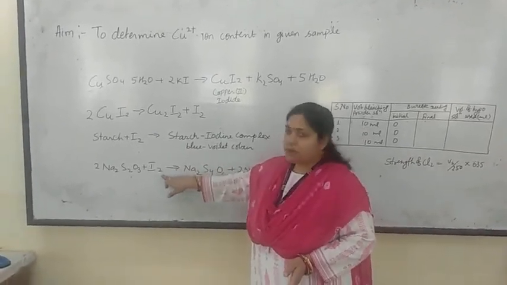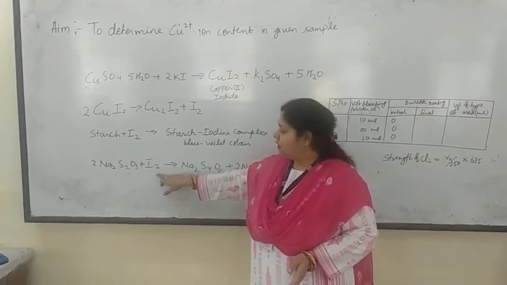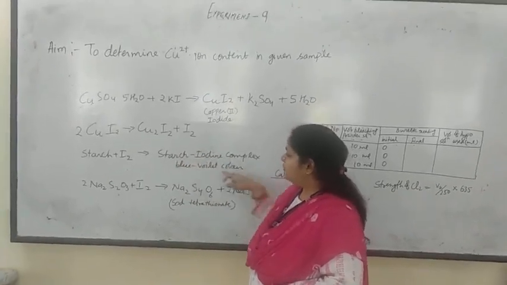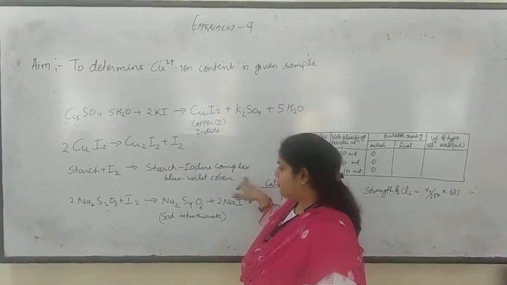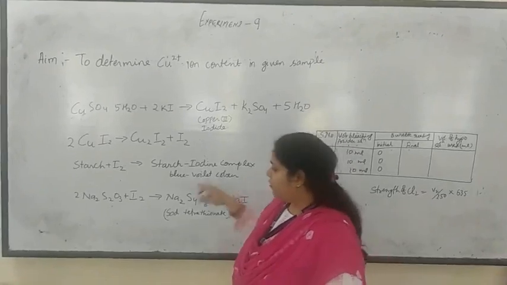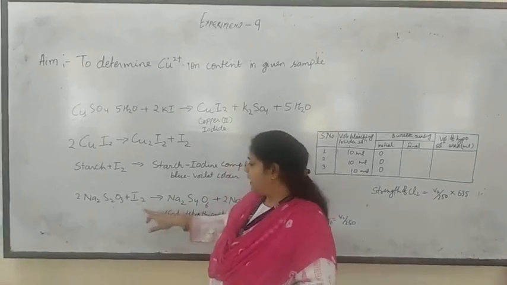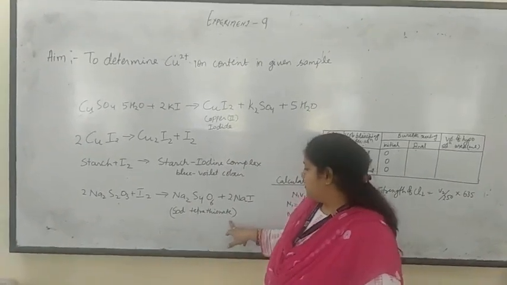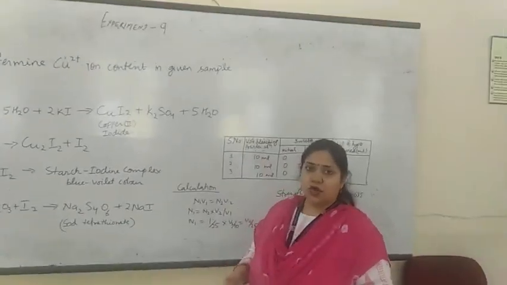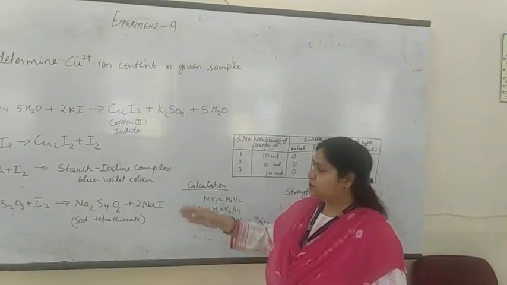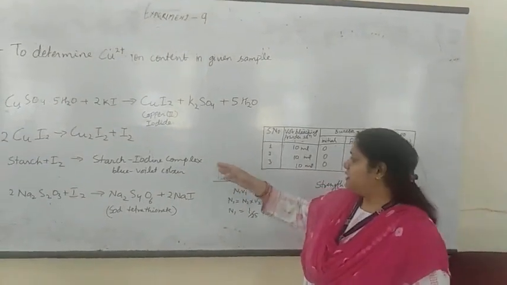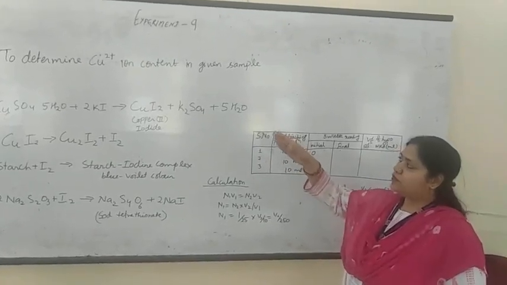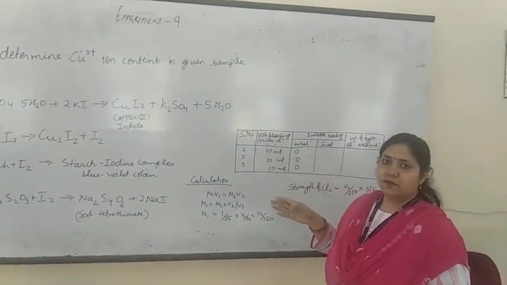Until the I2 is present in the flask, the color of the solution is blue-violet due to presence of this starch-iodine complex. At the end point, when all iodine is exhausted, the final color of the solution will become colorless. After finding the volume of hypo used to titrate this liberated iodine, we can easily calculate the amount of Cu2+ ion present in the sample solution.